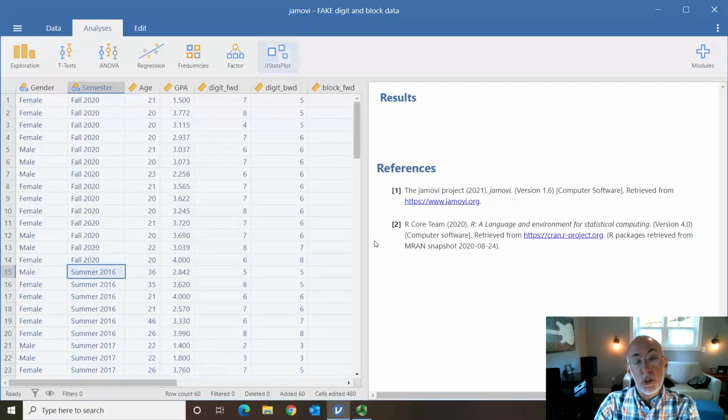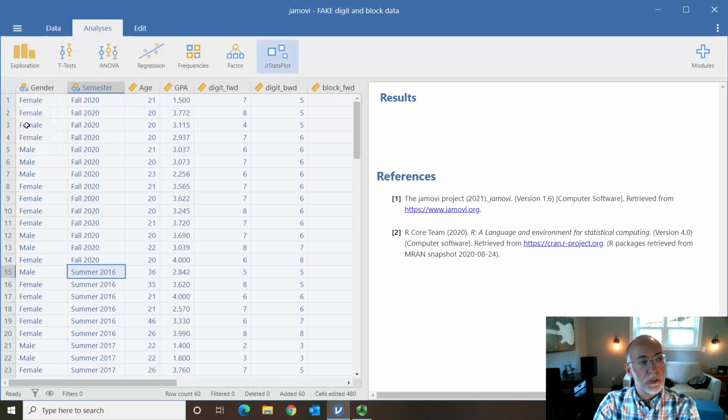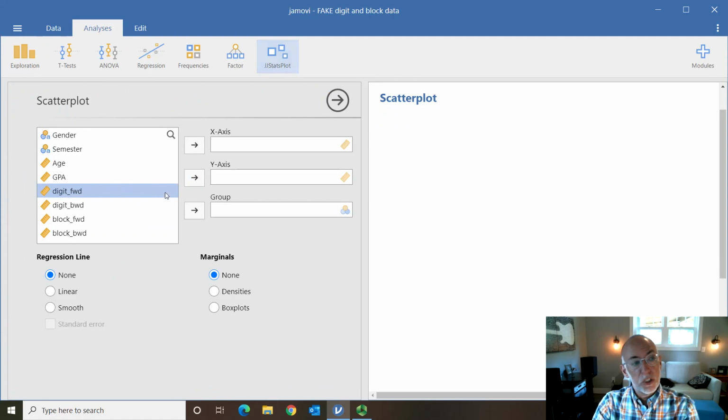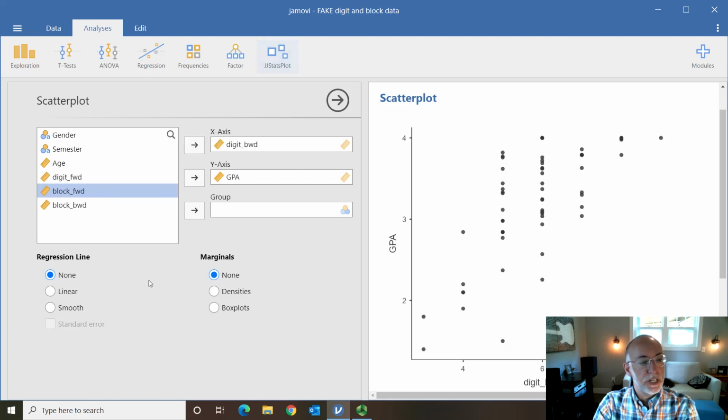I'm going to cover how to do two different kinds of regressions in Jamovi. Regression is a technique where we plot a line through a scatter plot. So let's look at the data first that we're going to predict. I want to explore the relationship between GPA as an outcome and backward digit span as a predictor.